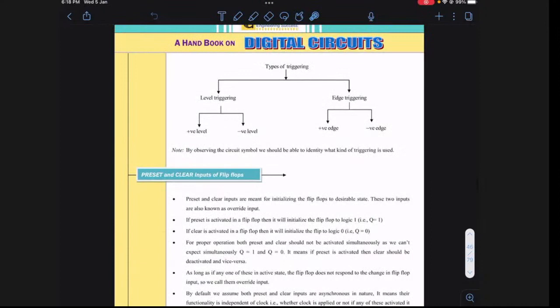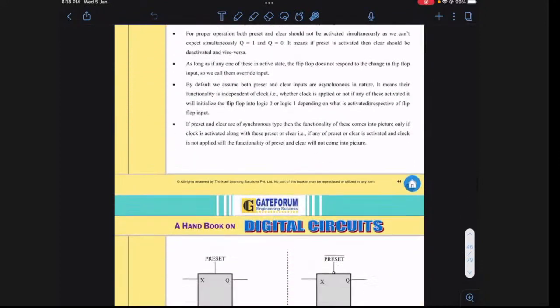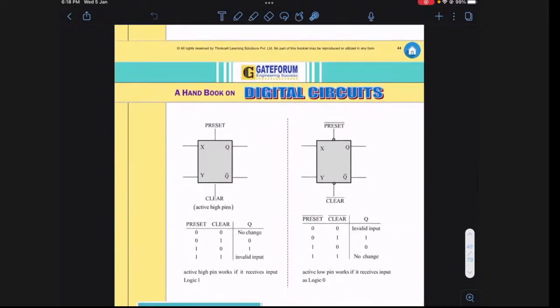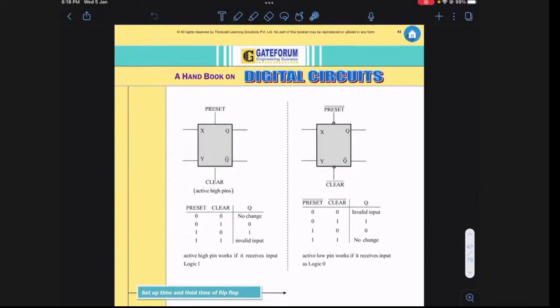Next is coming to the preset and clear inputs of the flip-flop. Very simple and straightforward. Preset is meant for initializing the flip-flop output to 1. If we make preset high, if I make preset 1, it will make sure this is 1.